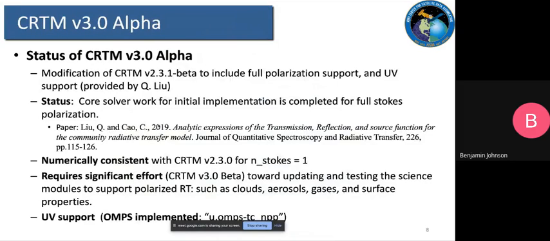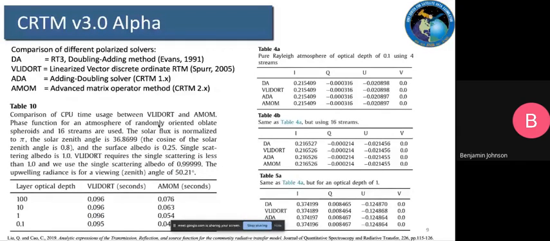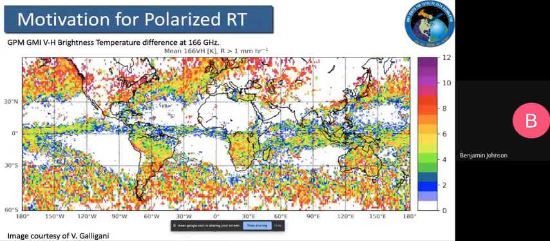So CRTM version 3 is the next iteration. This is currently under development. I mentioned it's going to cover all four Stokes polarizations, so linear polarization and also the circular polarization. The reason for this is because we need to support UV instruments that require polarization, but there's also clouds that induce polarization by scattering.